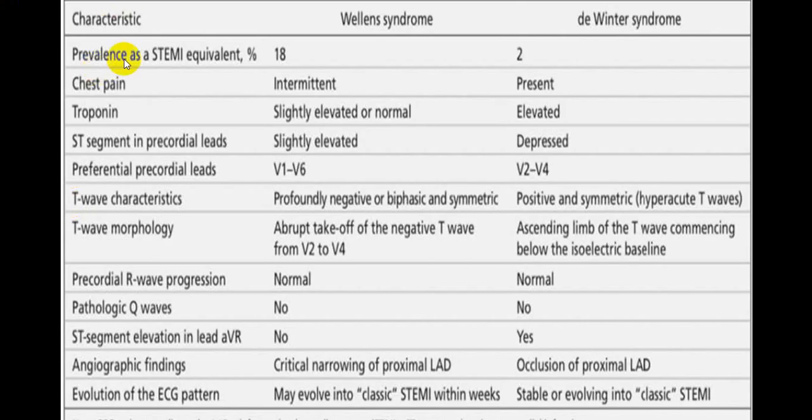This is a difference between Wellens sign and De Winter sign. I am not going into detail. At your leisure time, you can go through it with ease. Wellens sign will give you an idea. There are two types of changes, while in De Winter sign there is only one change. Wellens sign is more common as compared to De Winter sign.